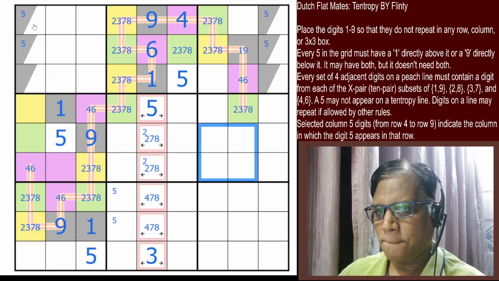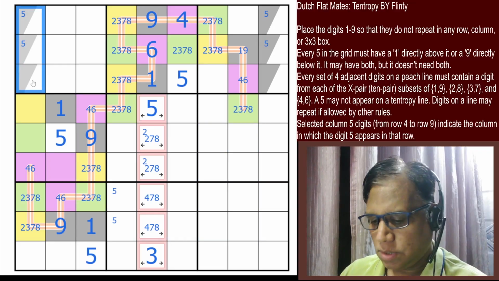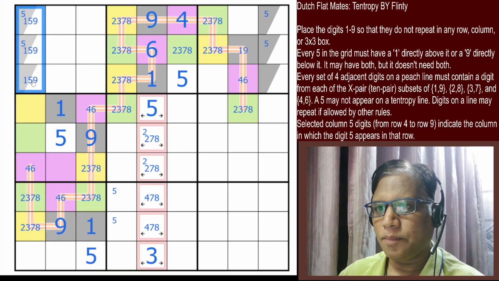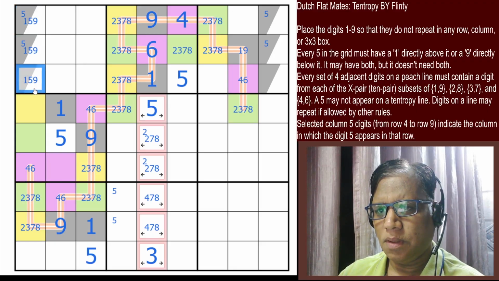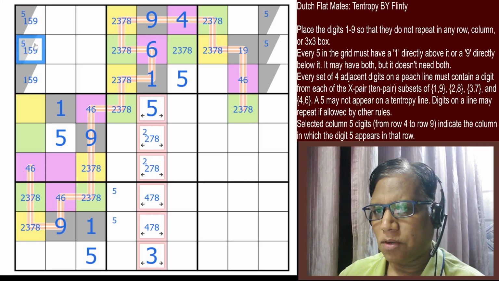Oh, both 1 and 9 are here, right? So this is simply 1, 5, 9, isn't it? And there must be some kind of limitation here, right? Because if that's 5, that would be 9, that would be 1. If that's 5, that could be both 1 and 9, but that cannot be 5. Okay. Yeah, that could be 5, that could be 1.